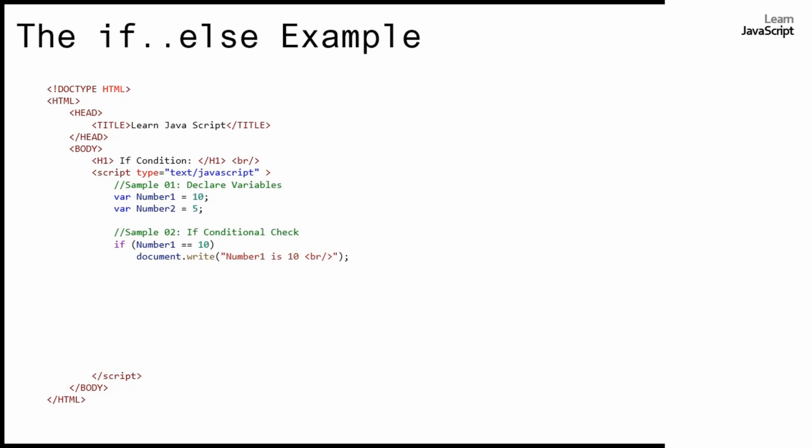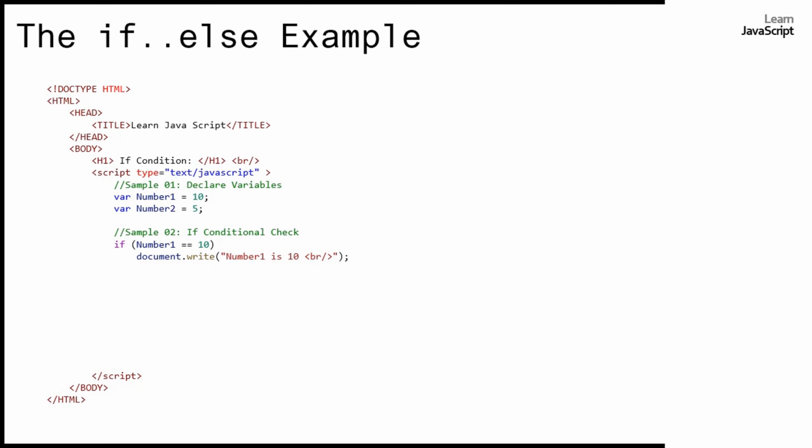Next, here we are using our if condition. Just like any other programming language, the keyword is if, then within parentheses we specified the expression. The expression involves the operator double equal to. It performs a Boolean operation of whether number 1 is holding the value 10. So if that evaluates to true, then we come to the body. Here since we don't use any curly braces, the body is a single statement, and here we are executing document.write. Number 1 is 10, so that's what we are printing.